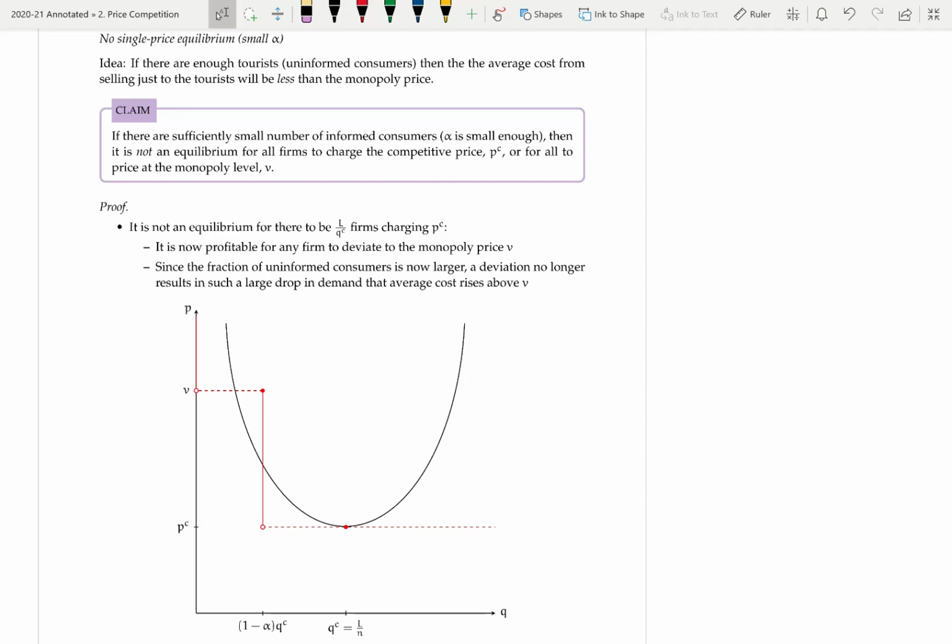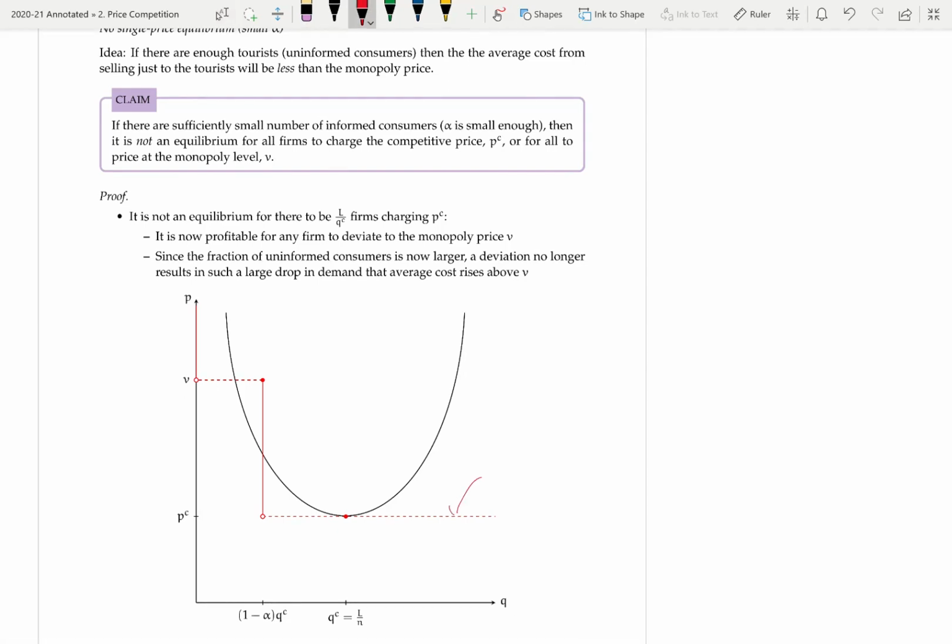What we'll show is that if there are a sufficiently small number of informed consumers, alpha is small enough, then it is not an equilibrium for all firms to charge the competitive price, and it is not an equilibrium for all firms to price at the monopoly level V. It is also not an equilibrium for all the firms to charge any other single price. So let's start by showing that it is not an equilibrium to price at PC.